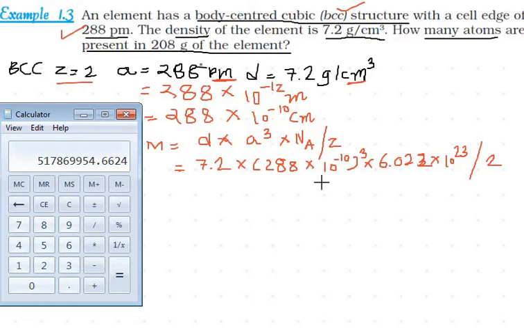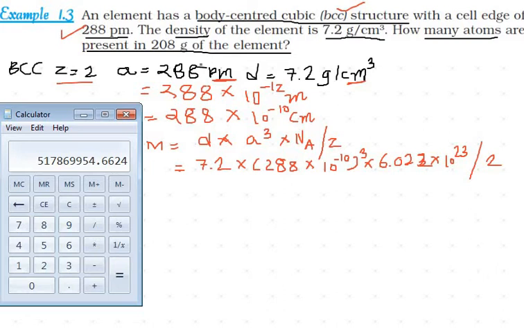Now let us simplify this power, which is raised to 10. So 10 raised to minus 10 whole cube, that is 10 into 3, that becomes 10 raised to minus 30, and that is 10 to the power 23. So minus 30 plus 23, that is 10 to the power minus 7. So your answer will be this, 5178699954, which you can see on the screen, into 10 to the power minus 7.